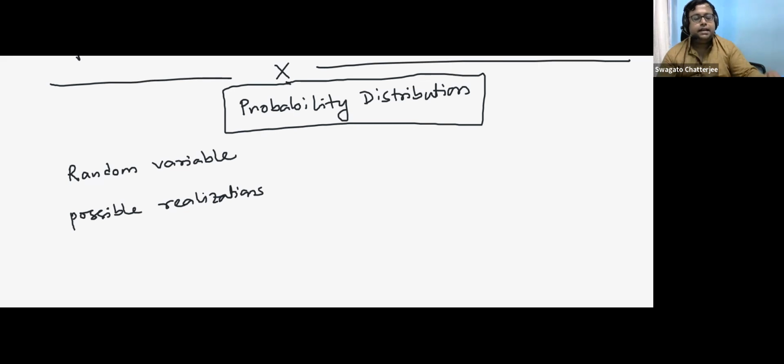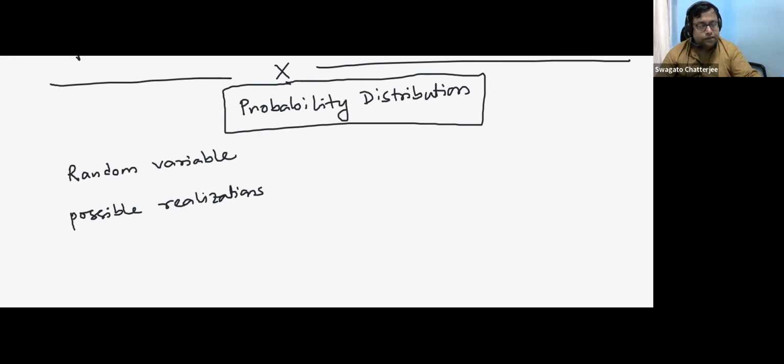For example, let's say a random variable can be the income of the next person who joins this particular class. I do not know who he or she is, so I do not know the income of that person either. So that is a random variable. What are the possible realizations? Anything between 0 lakhs per annum to, let's say, infinite lakhs per annum. Anything can be the possible distribution.